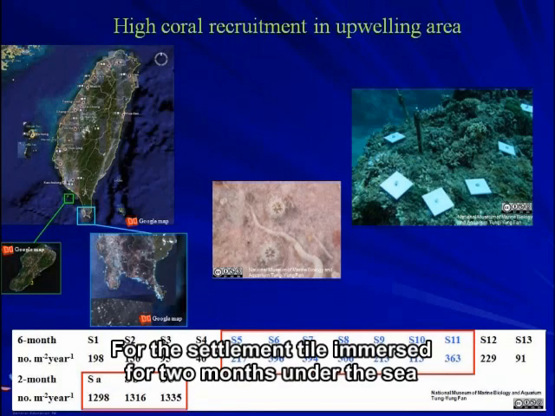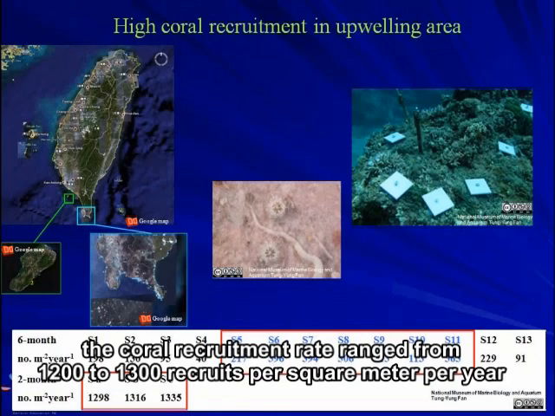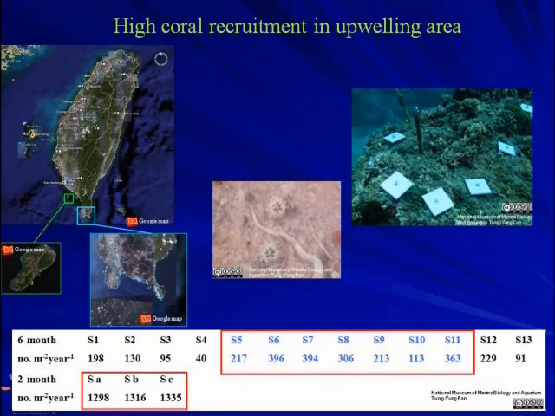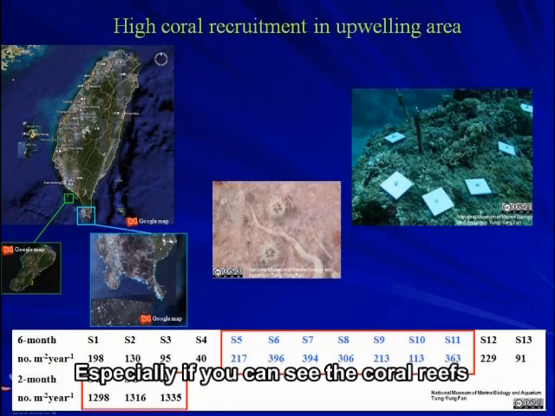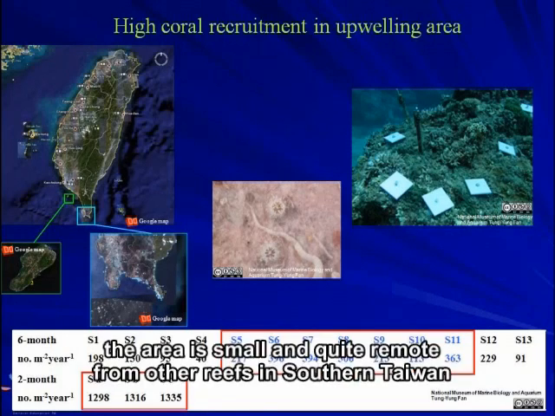For the settlement tile immersed for 2 months under the sea, the coral recruitment rate ranged from 1,200 to 1,300 recruits per square meter per year. Actually, this is almost the highest coral recruitment rate in the world, especially if you consider the coral reef area is small and quite remote from other reefs in southern Taiwan.